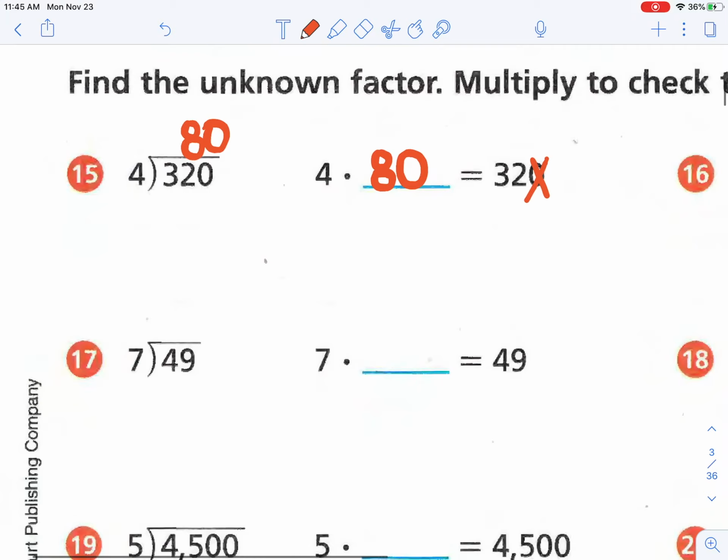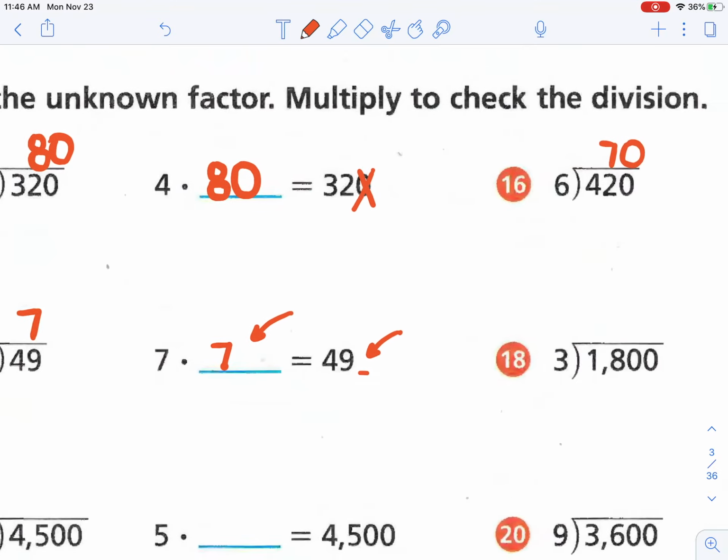Let's look at number 17 together. I don't see any zeros there. Let's see if I can still solve it. 7 times what is 49? I don't have any zeros, so I'm just going to put 7. Because I didn't take away a 0 here, I don't need to add a 0. 49 divided by 7 is 7.